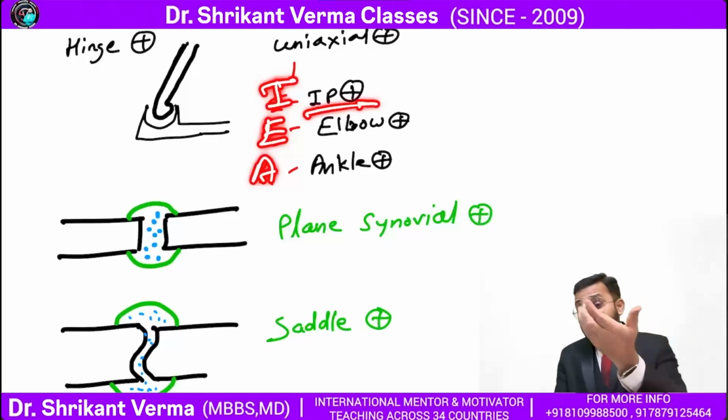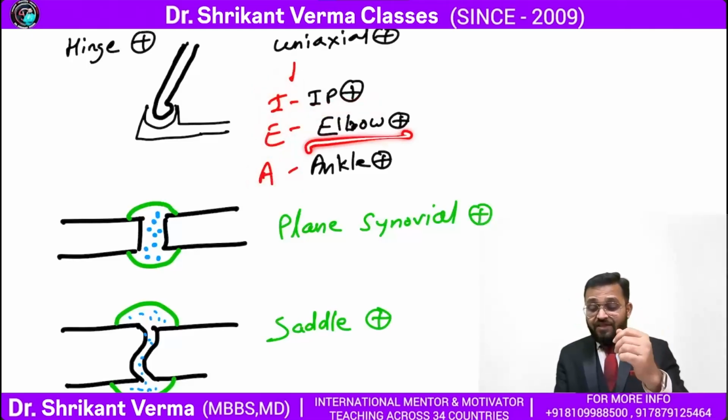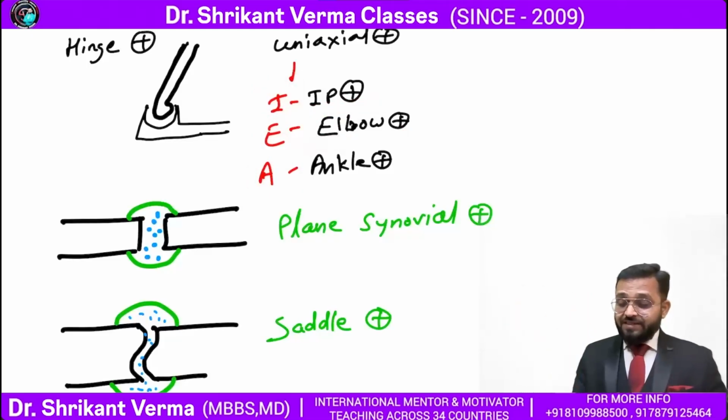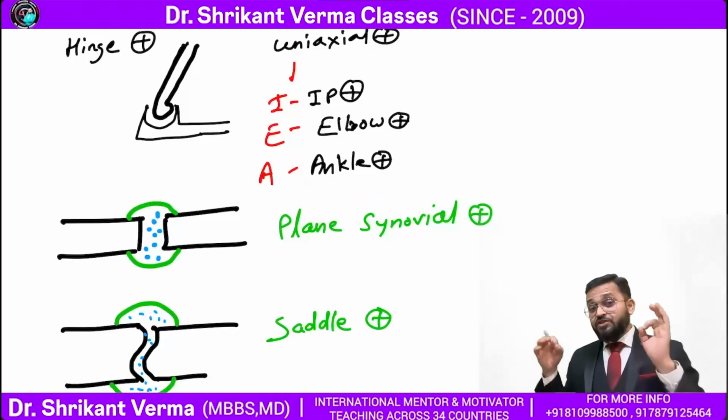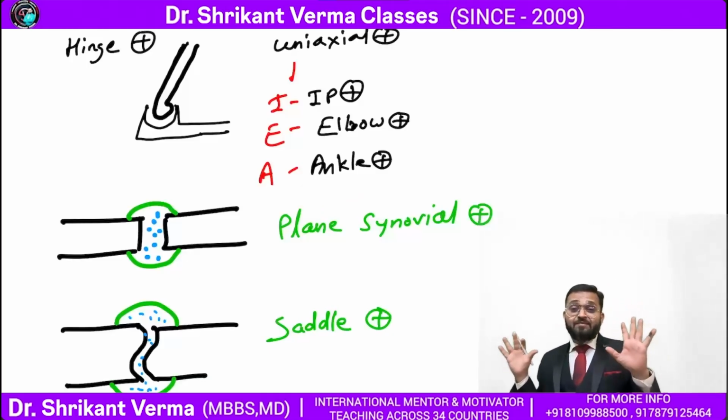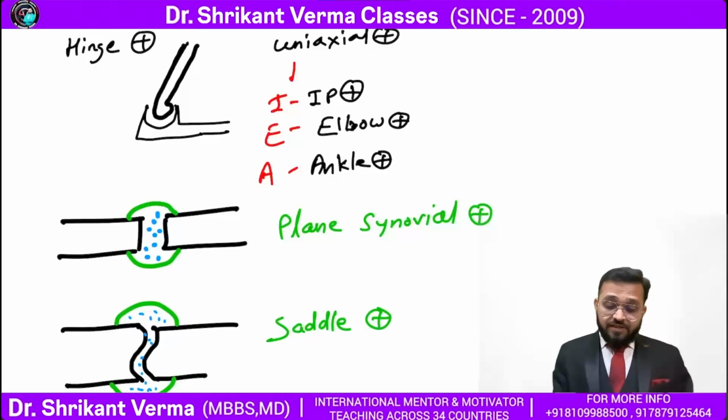I for interphalangeal joint, uniaxial. E for elbow joint, uniaxial. A for ankle joint at the foot. These are all hinge joints, remember. Done. Now there are two more joints.